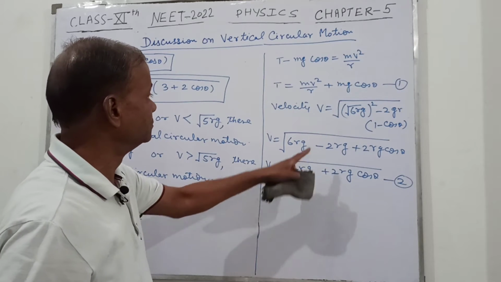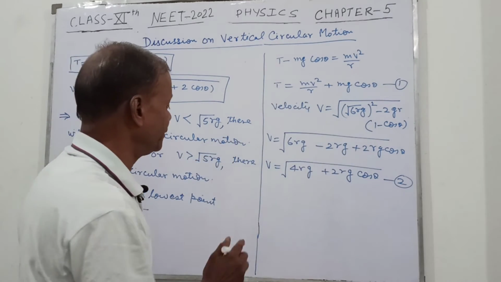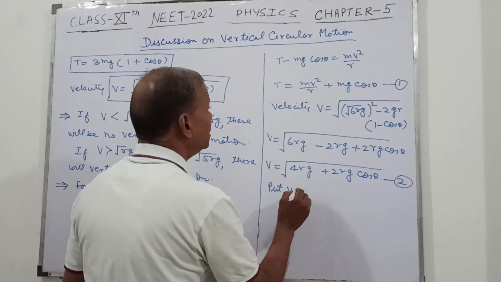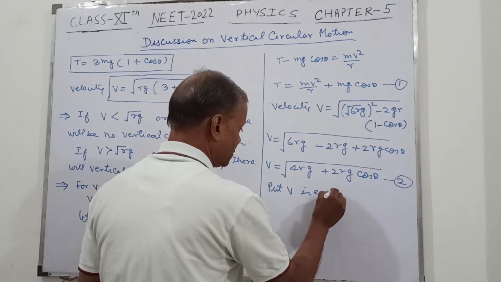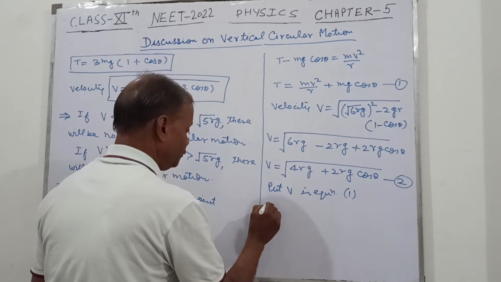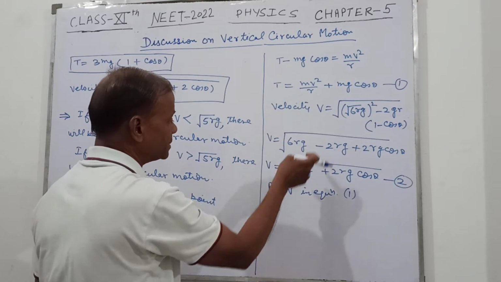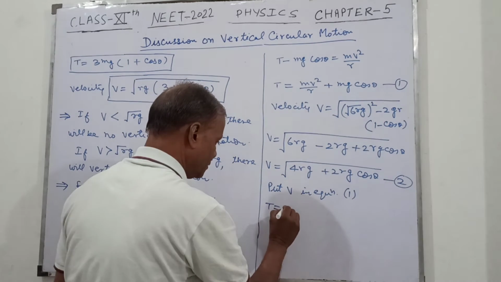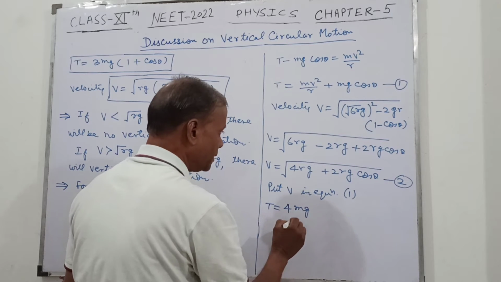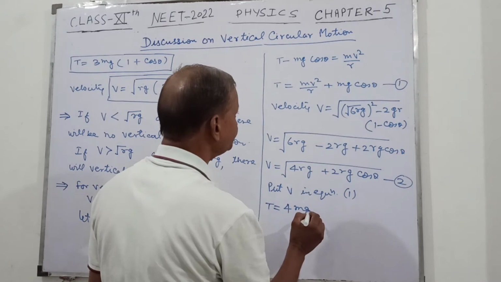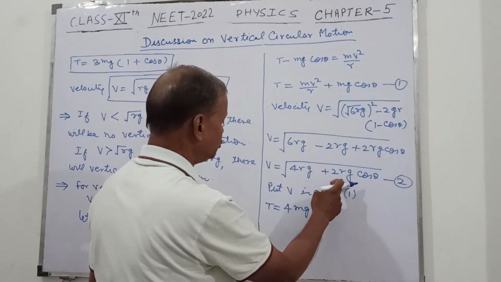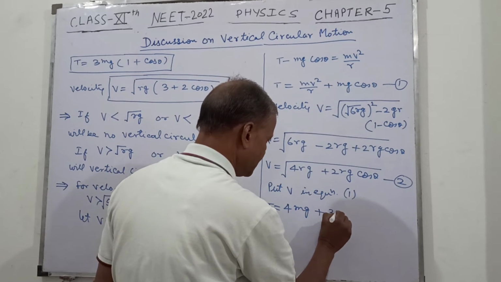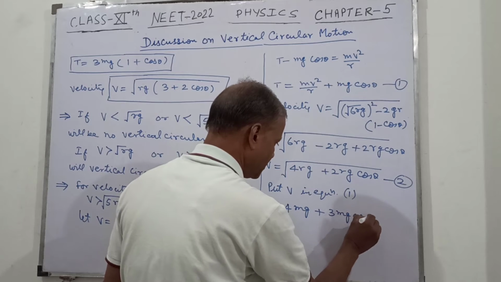And if we put this value here, then what will you find? Now put v in equation 1, we get T is equal to, just to solve this, this r will cancel from all, so this is equal to 4 mg plus, this is now 2 and this is now 1, so this is now 3 mg cos theta.